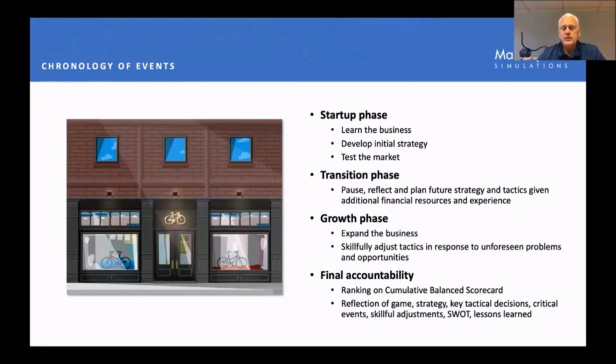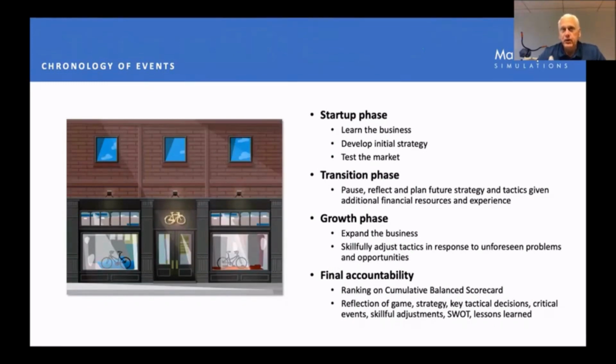At the end of the exercise, we usually have some kind of an accountability. We use a balanced scorecard that measures your performance across a number of metrics like financial performance, your market shares in your target markets, and how happy your customers are with your products and advertising. And we rank you against all other competitors in that game that you are participating in, as well as against everybody who has ever played this. And so we will use that to automatically assign grades.